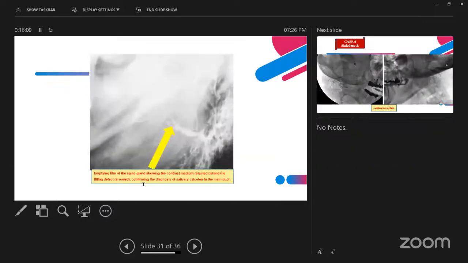So this is also a salivary calculus in the main duct. See here, this is the emptying film, a third film of the same gland. Here the contrast medium is retained behind the filling defect. So that means there is a calculus. So the secretion is not fully excreted out of the gland.